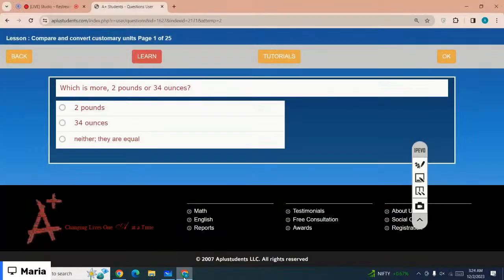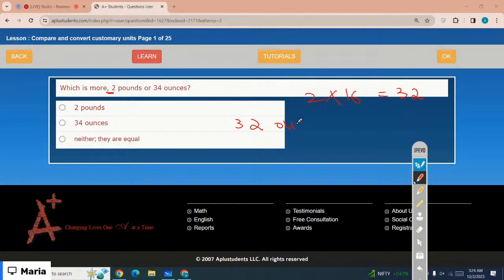So 1 pound equals 16 ounces. You have 2 pounds here, so you need to do 2 times 16, because you are converting from pounds to ounces. So 2 times 16 is 32. Now you have 32 ounces and 34 ounces, because you can compare two values only when they are in the same units, right? So which is the correct option?